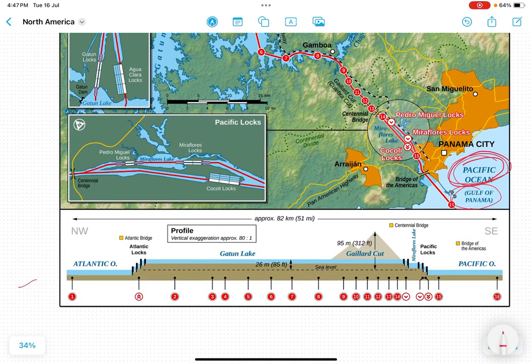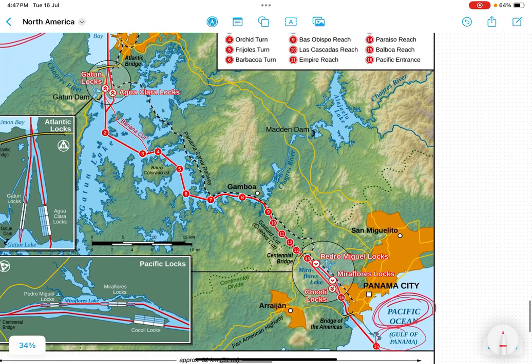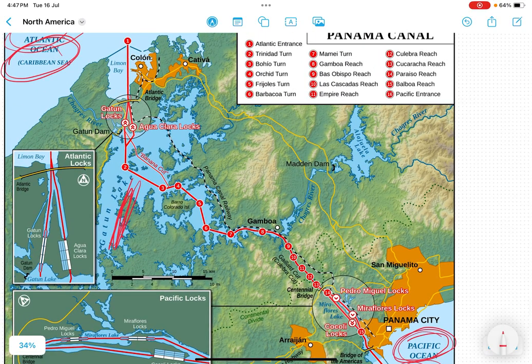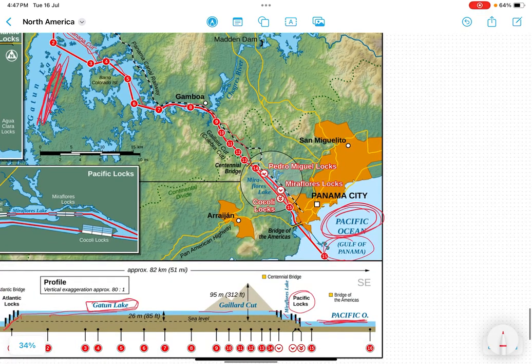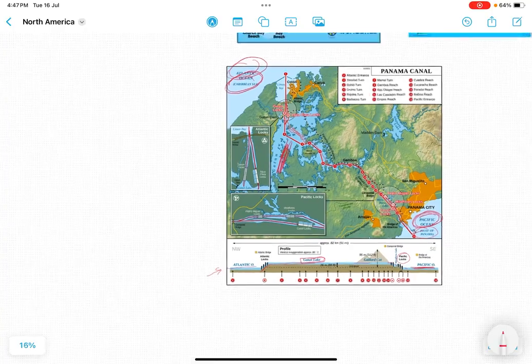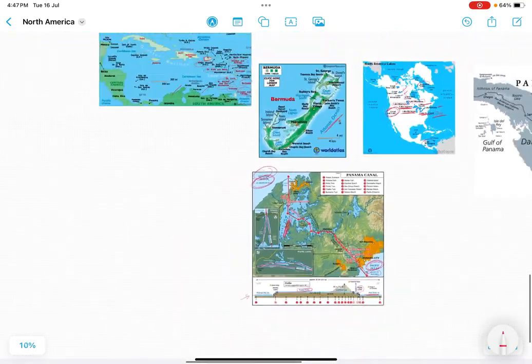You can see from the Atlantic Ocean the ships can go in, and then there are locks that raise the ship to the top, and then it passes through Gatun Lake. It passes through Gatun Lake, and then it goes down again through the locks into the Pacific Ocean. As you can see, this is the lake, Gatun Lake. From here the river enters and it is raised here, and it passes through slowly into the Pacific Ocean. This is the Panama Canal, the famous Panama Canal.